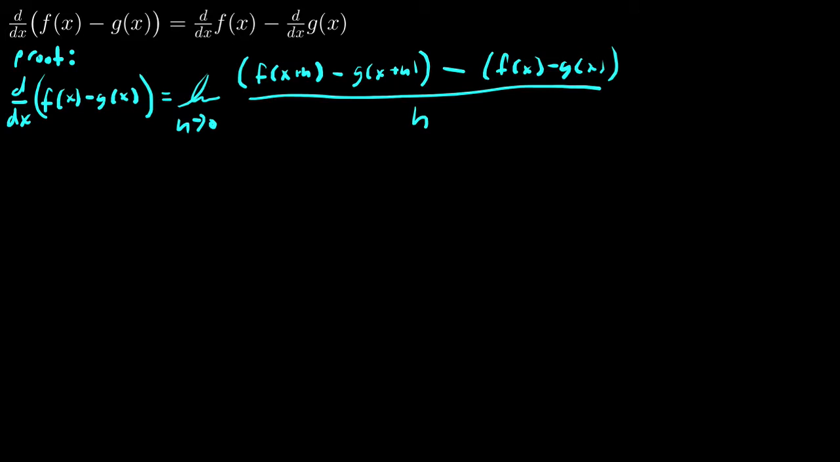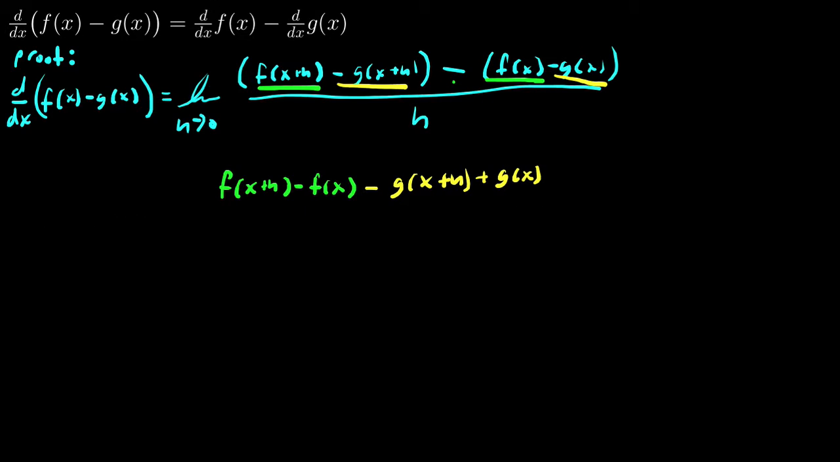g out of here, so I will split it up, and I'll take the two f terms, so I have f of x plus h minus f of x. And I have a negative g of x plus h minus a negative g of x, which is going to get me negative g of x plus h plus g of x. And I still, of course, have the limit. And this is all divided by h.